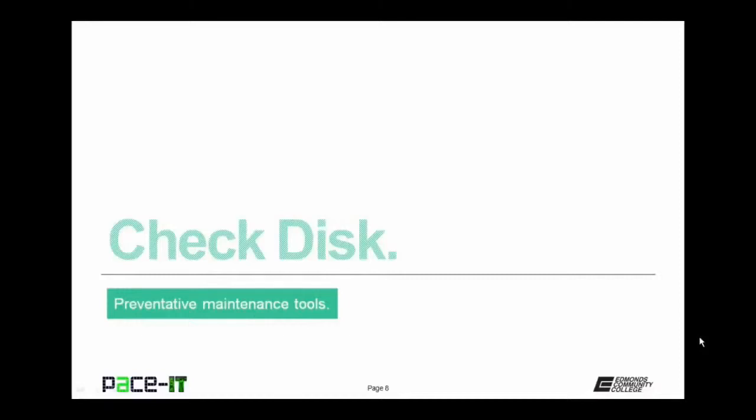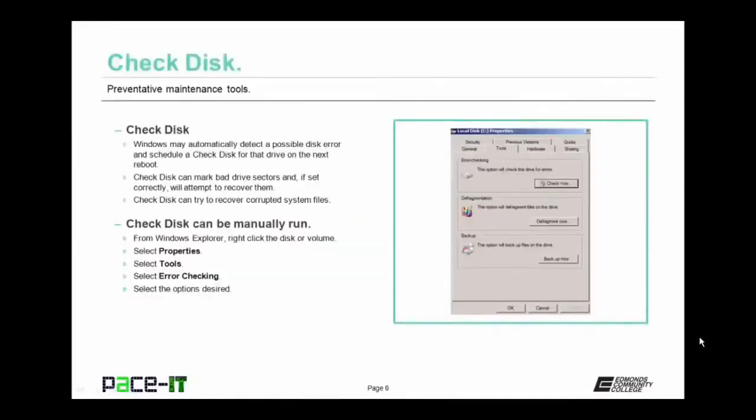Now let's discuss check disk. Hard drives can develop physical errors over time. The Windows operating system may automatically detect these problems and automatically schedule a check disk for that drive on the next reboot. Check disk can mark bad drive sectors and can attempt to recover data from those bad sectors. Check disk can also try to recover some system files. You can run check disk manually.